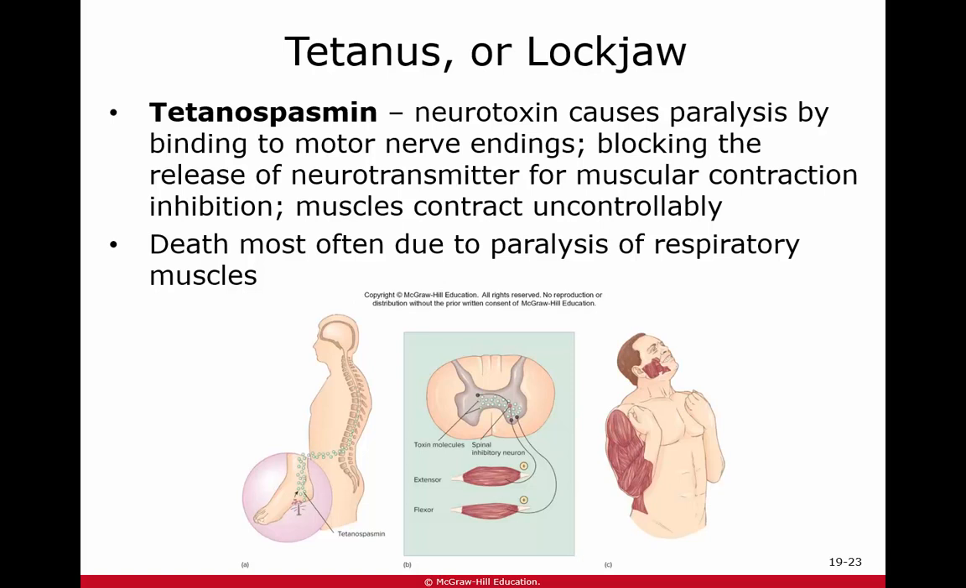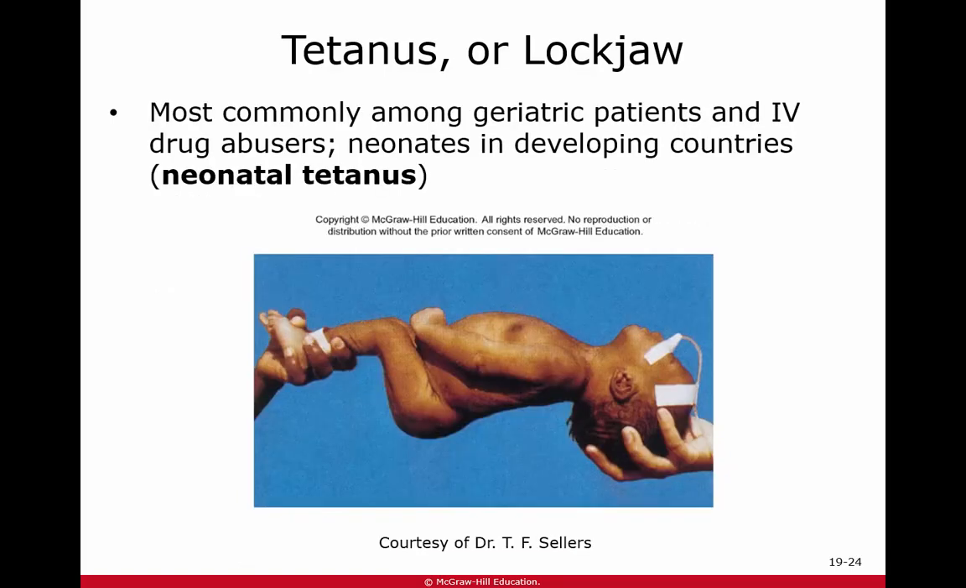So death is usually from paralysis of respiratory muscle. So that inability to exhale, inhale, the movement of the diaphragm is usually what causes death in the case of tetanus. Most commonly found among geriatric patients, okay, so older patients. It can be found in IV drug users or abusers, that makes sense, puncture wounds. And then neonates, okay, and typically not in our country, but in developing or less developed countries, we see neonatal tetanus. And again, you see the rigidity of the infant.